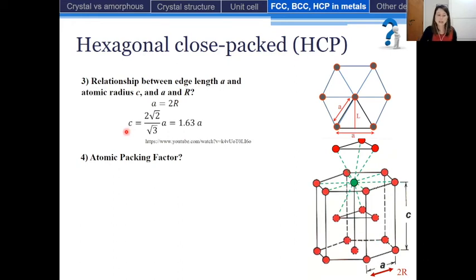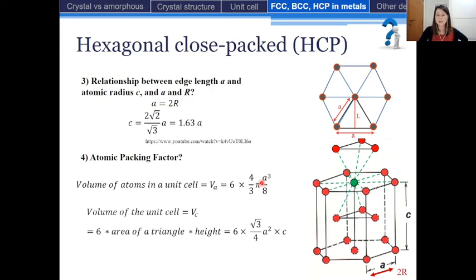And finally, the atomic packing factor is calculated first by calculating the volume of atoms in the unit cell, which is 6 times the volume of a sphere, because we have 6 atoms in the unit cell. And so by using this relationship between a and the atomic radius, we can also write the volume of atoms in the unit cell using the parameter a in such a way. And the volume of the unit cell is equal to 6 times the area of a triangle, as shown right here. So the hexagon is composed of 6 triangles.